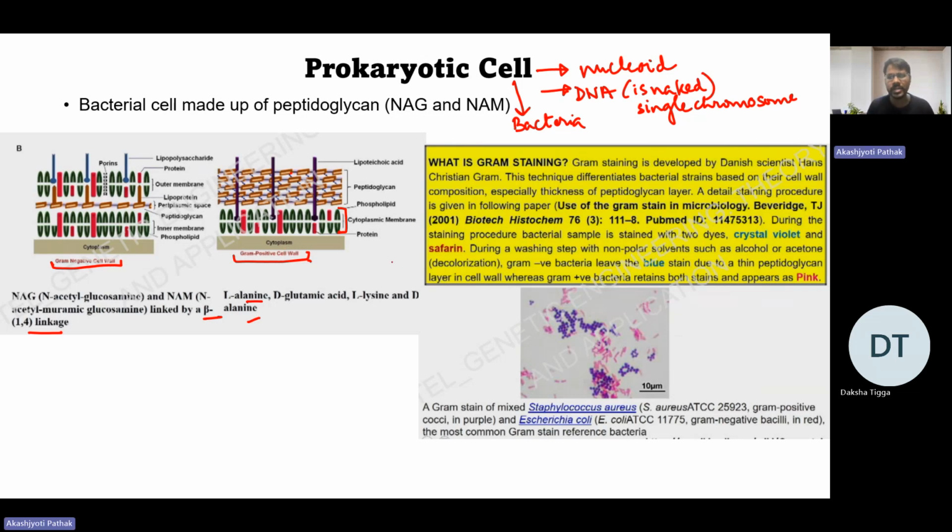Can remember these points. And what is gram staining? You know that it is a technique by which we can differentiate a gram-positive bacteria from a gram-negative bacteria. And gram-positive means what? When gram staining is done, the gram-positive bacteria will take up the stain, and the gram-negative bacteria will not take up the stain.